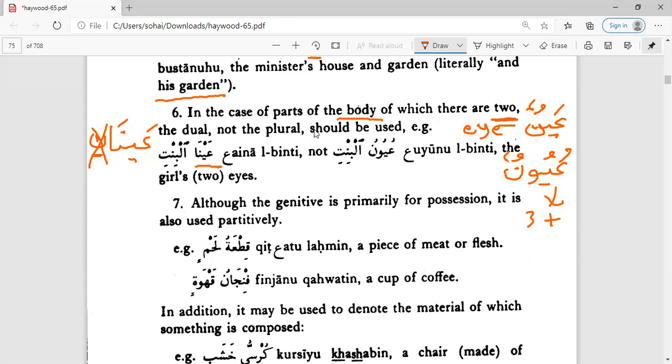Because it's mudaf, yes? So when a dual or sound plural is mudaf, it can't take noon, okay? You may say you're taking noon here, but here it's not a sound plural. It's ayunun. What plural is this? It's a broken plural. That's why we have ayunun. It's not ayuna, ayunun.